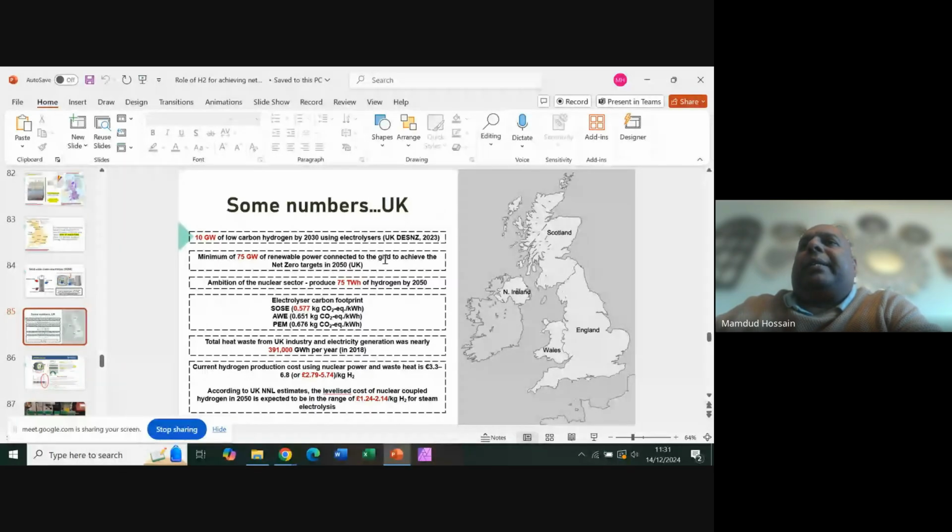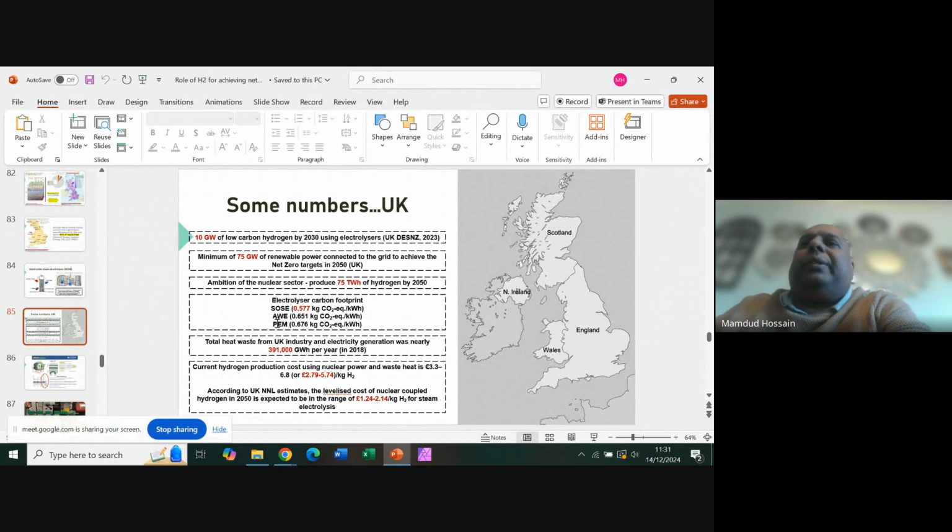And if you look at renewable energy, 75 gigawatt of renewable power should be connected to the grid to achieve net zero target in UK. The ambition of the nuclear sector, that we showed you, is to produce 75 terawatt hour of hydrogen by 2030 from steam. And in that case, high temperature electrolyzer, solid oxide electrolyzer is at the forefront of using this nuclear heat into hydrogen production.